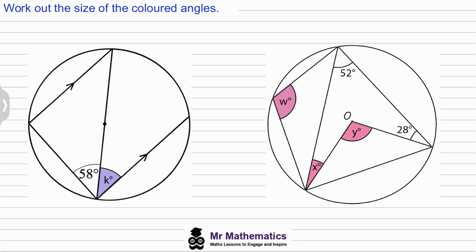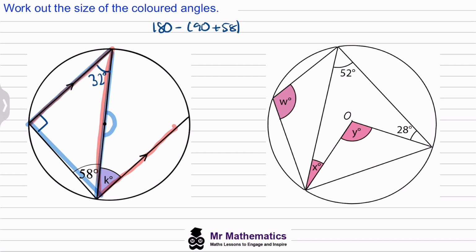To work out K, we've again got the angle at the center, which in this case is 180 degrees, and the angle at the circumference, which is a right angle, half of 180. This is also known as the angle in a semicircle. So if this is 90 degrees, we can work out the third angle as 180 minus the 90 plus that 58 degrees. And this is 32. And now we can use alternate angles in parallel lines to work out K. This will also be 32 degrees.